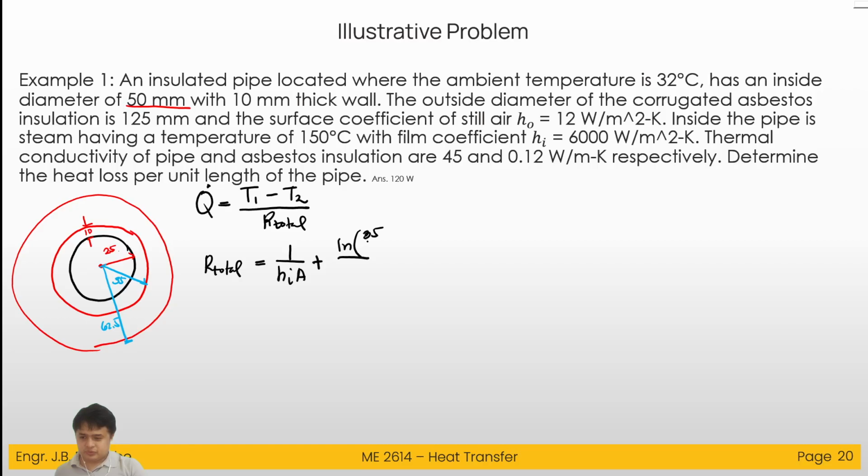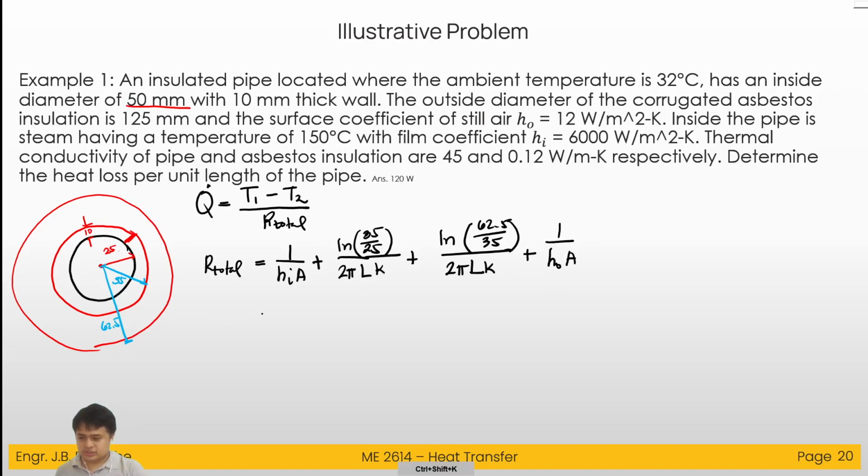I'll just write here 35 over 25, because this is the thickness of the pipe, over 2 pi L, so 2 pi L and then k, plus you have ln of the ratio of the outside, so 62.5 over 35, over 2 pi L k. And then the last one is 1 over hoA.